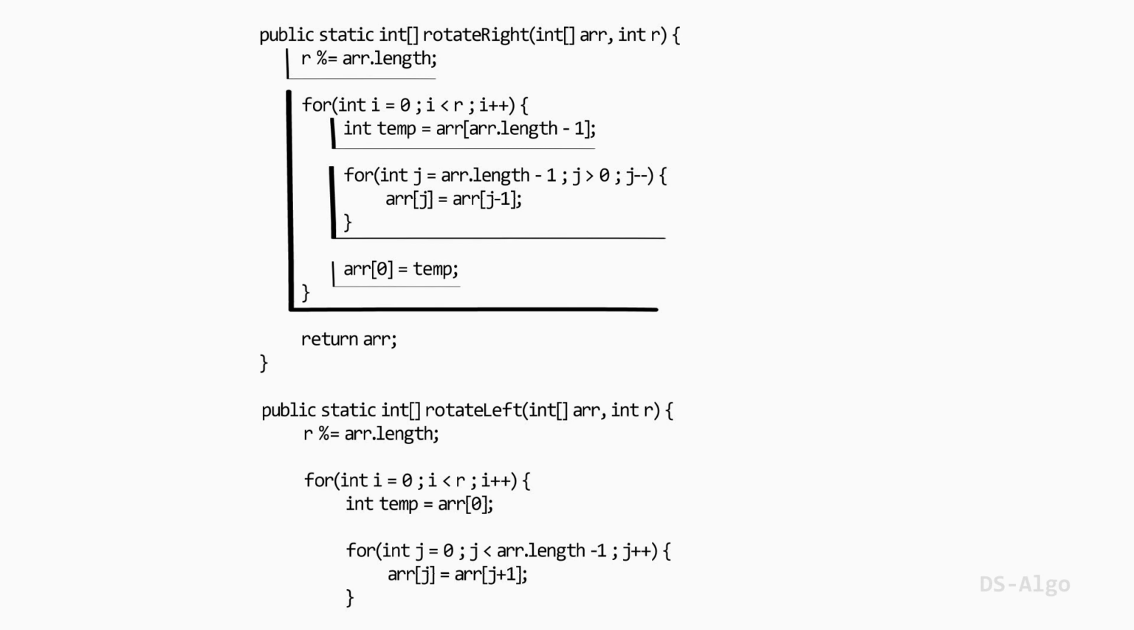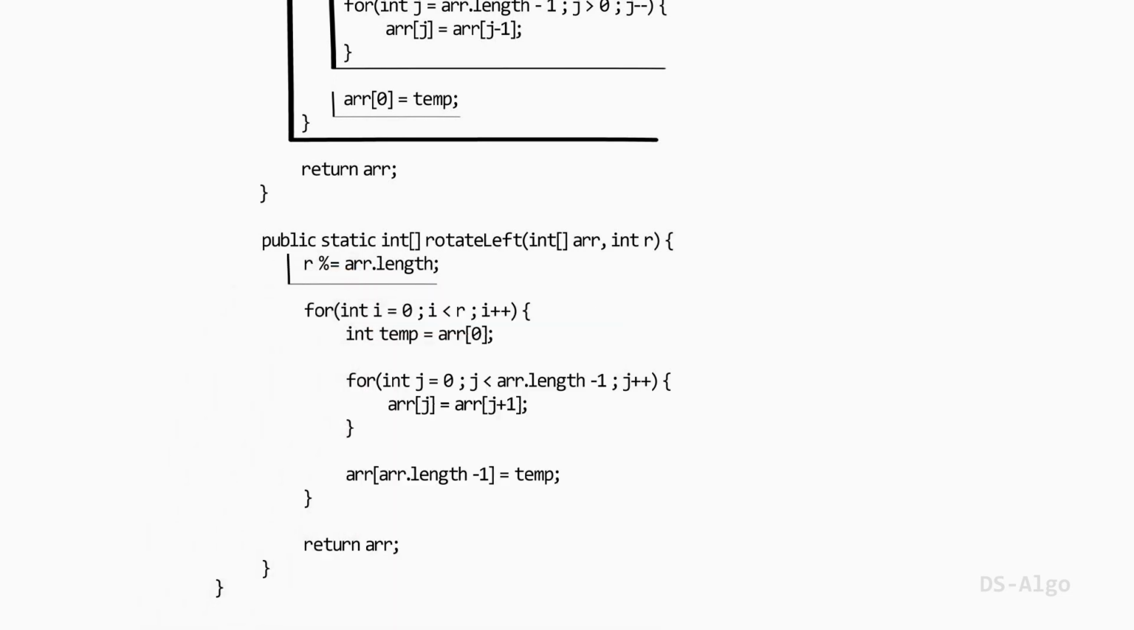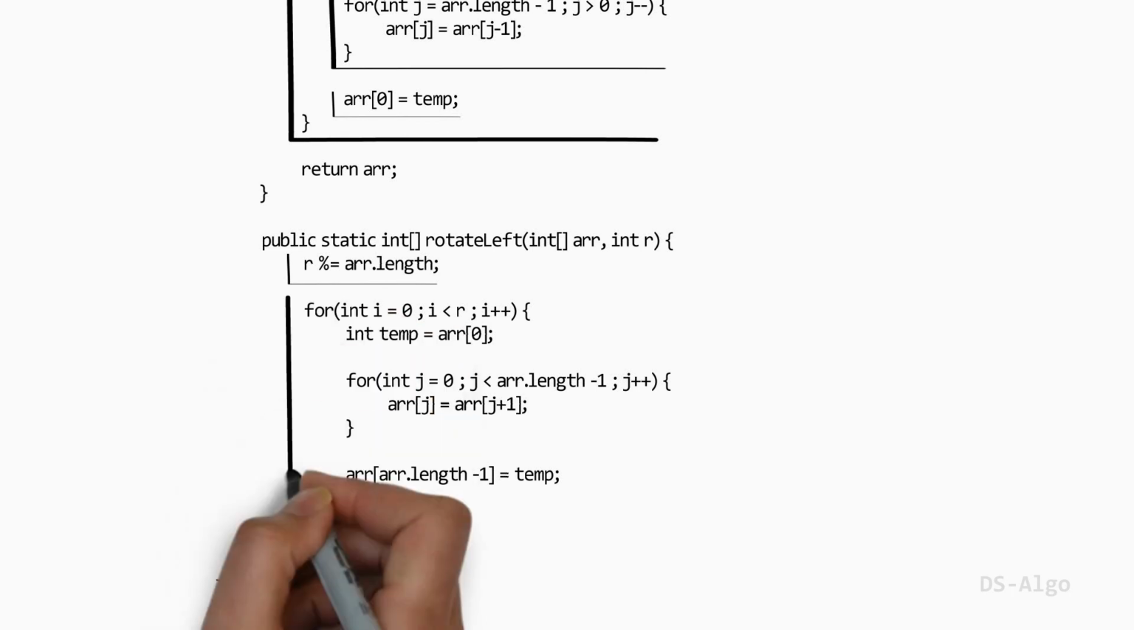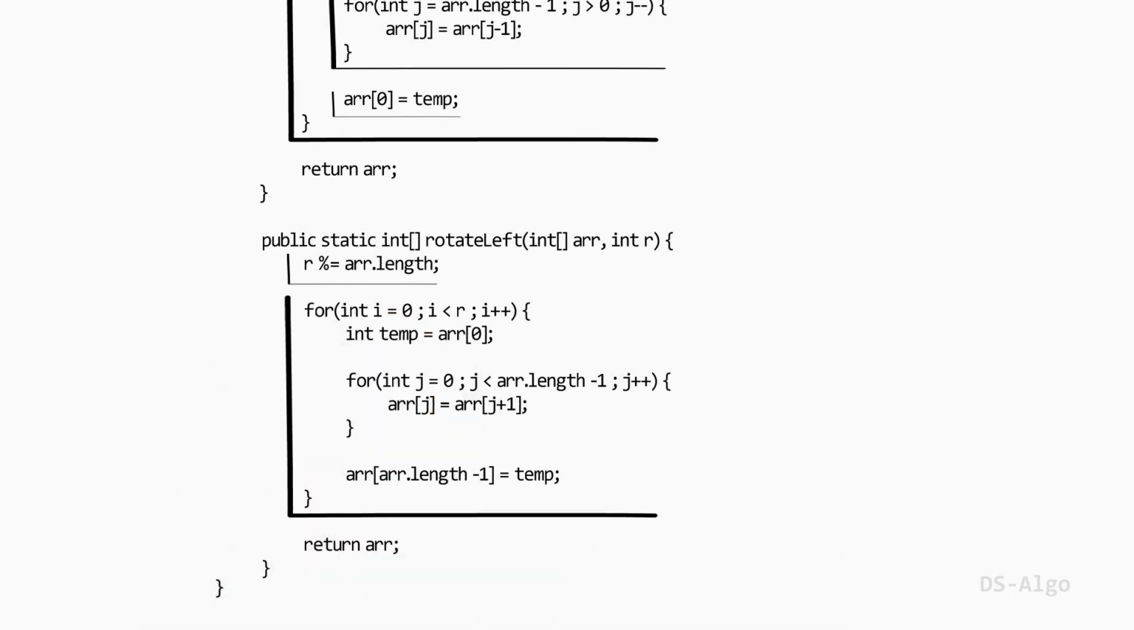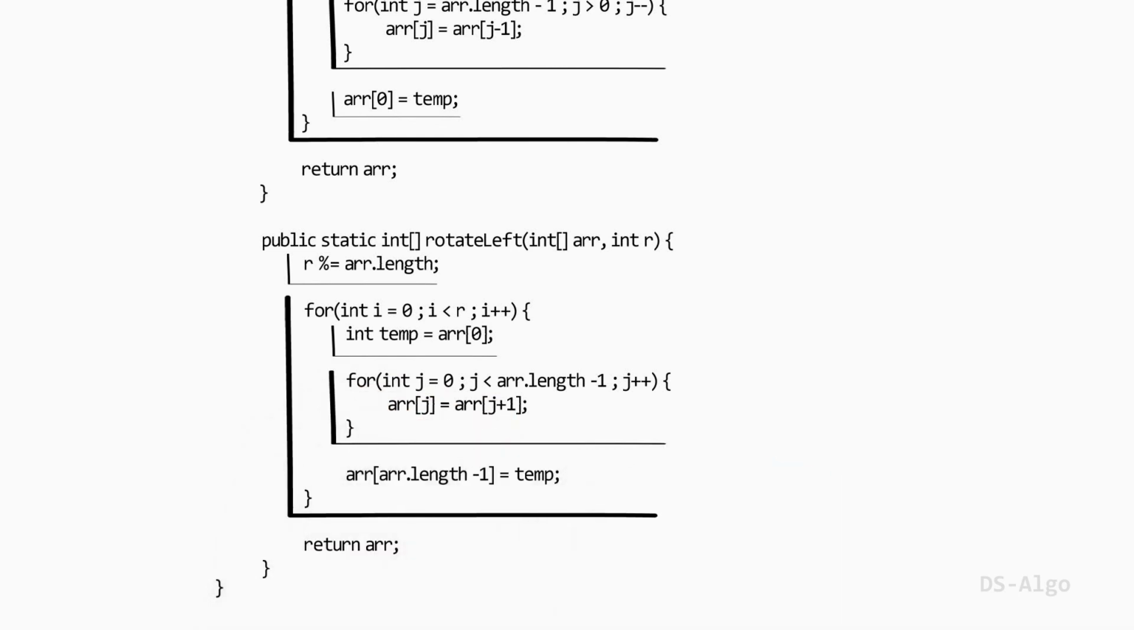Now let's look at the actual implementation for left rotation. This would speed up the rotation if the rotation count is greater than or equal to the array length. This outer for loop is used to iterate the array for given rotation count times. Initialize the temp variable with the first element. This inner for loop is used for shifting the array element towards the left direction. Initialize the last element of the array with the temp variable.